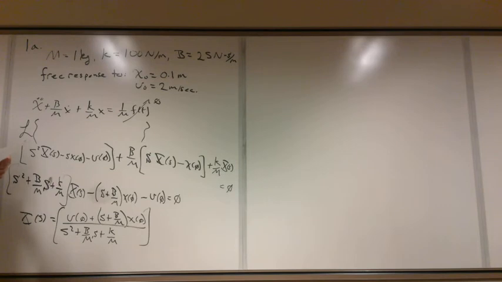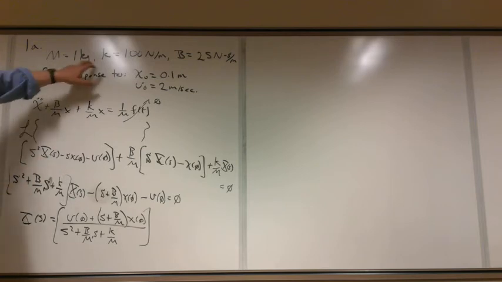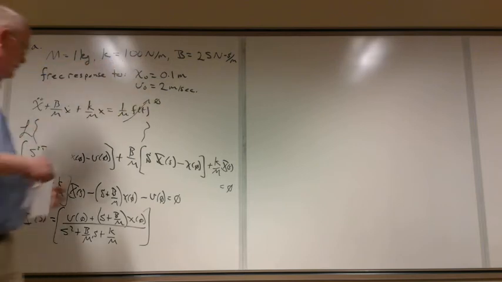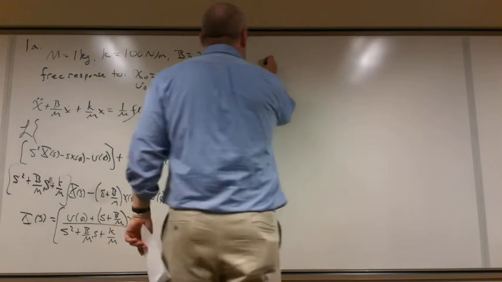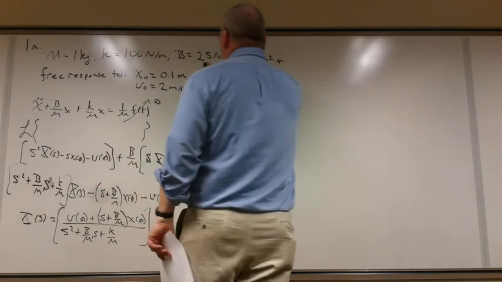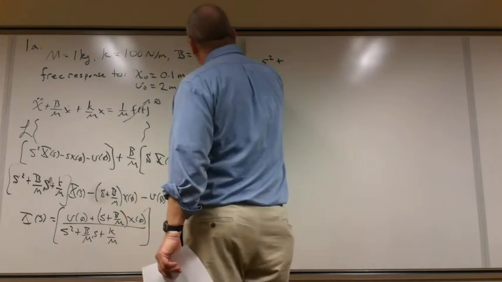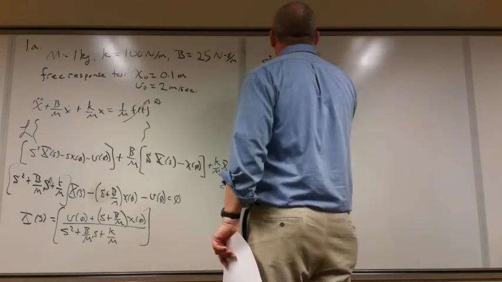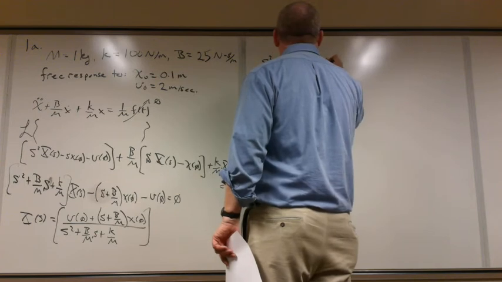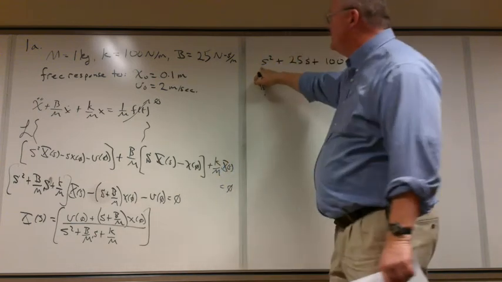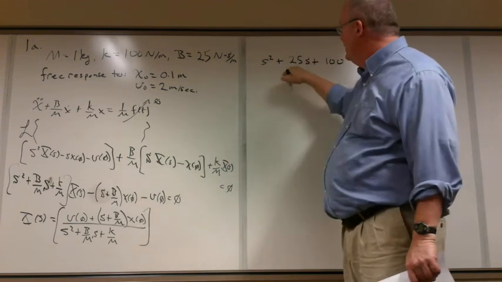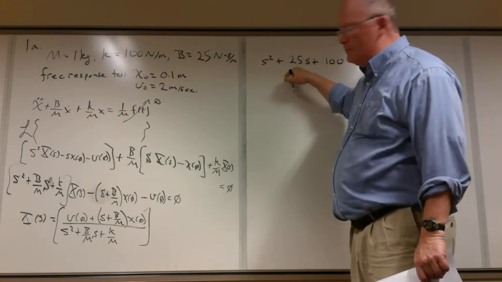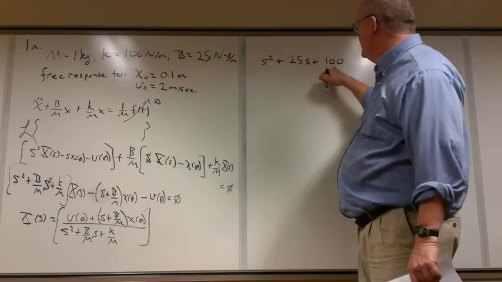So, yes, special case, n is equal to 1. Second two problems, I think, n is equal to 2, just to be different. Anyways, let's go ahead and take a look at the nature of the response being 1, 25, and 100, like that. So let's see. S squared plus 25 s plus 100. Now you'll notice this is just s squared. This is b over m, m happens to be 1. This is k over m, m happens to be 1.